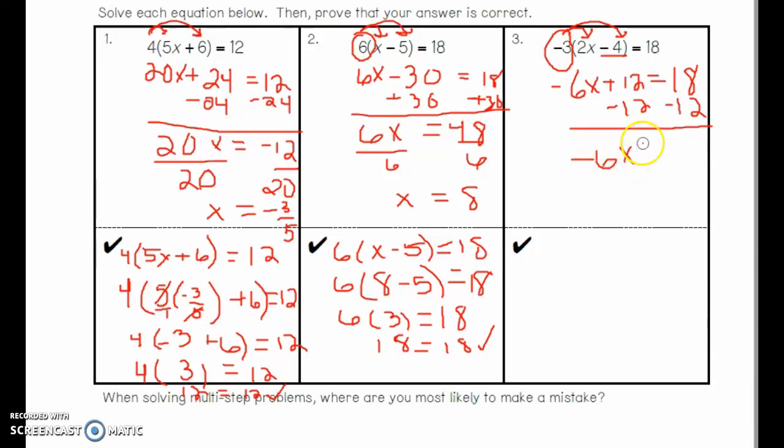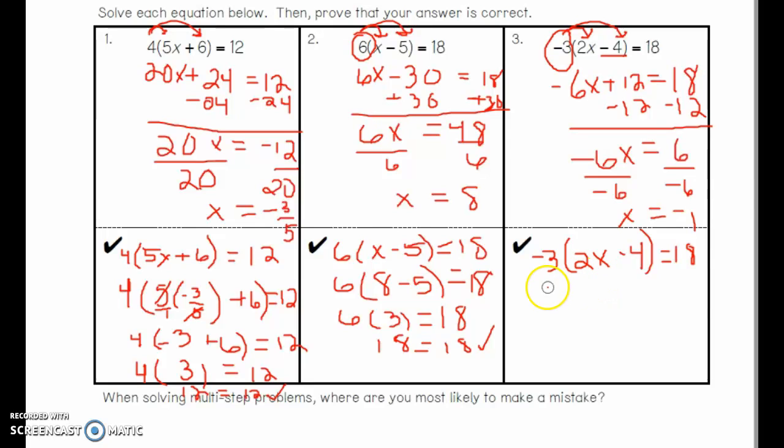-6x equals 18 minus 12 is 6. Oh, beautiful, because look what happens when I divide both sides by -6. X becomes, well, 6 divided by 6 is 1, but it's -1 because the signs were different. Now I'm going to substitute in by rewriting my original equation. I hope you're writing your original equation. Remember, you're going to have to show us your notes at some point.